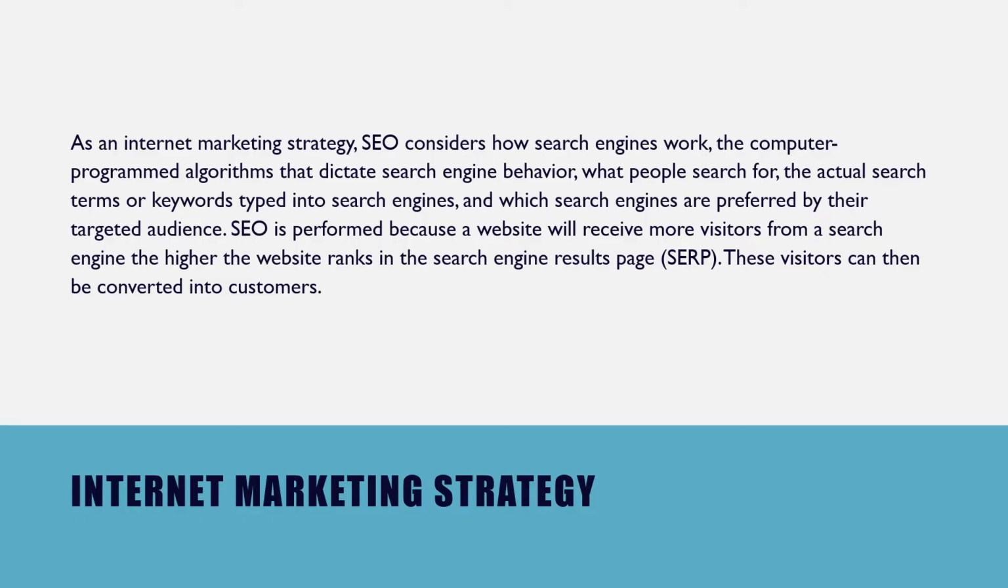Internet marketing strategy. As an internet marketing strategy, SEO considers how search engines work, the computer programmed algorithms that dictate search engine behavior, what people search for, the actual search terms or keywords typed into search engines, and which search engines are preferred by their targeted audience. SEO is performed because a website will receive more visitors from a search engine the higher the website ranks in the search engine results page. This is called SERP. So these visitors can then be converted into customers.